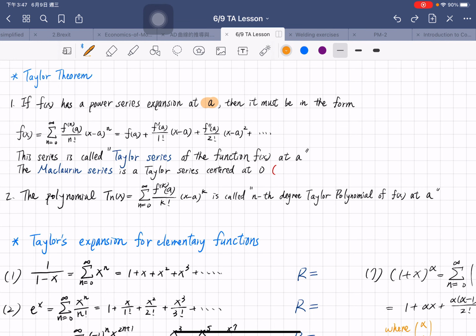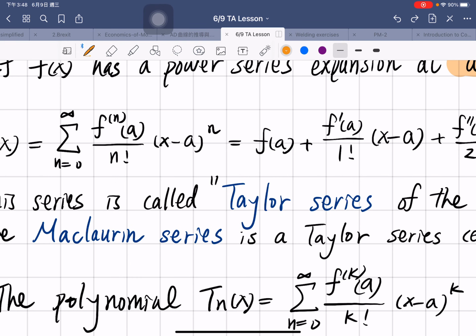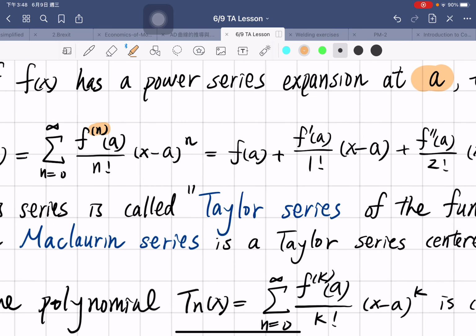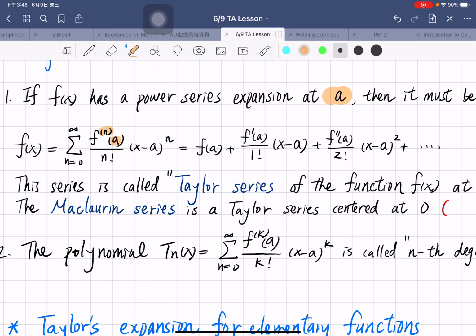The first topic will be Taylor's theorem. If we say our f of x has a power series expansion at a, then it must be in the form that f of x equals the sum over n from 0 to infinity of f's nth derivative, the n-th derivative plugged in at a, divided by n factorial, times x minus a to the n power.